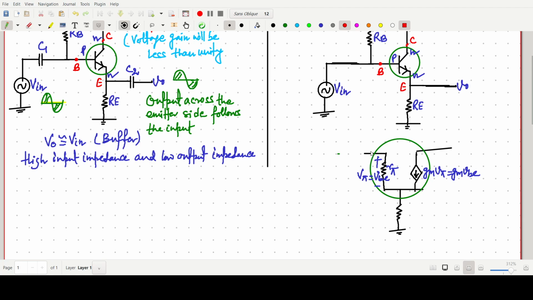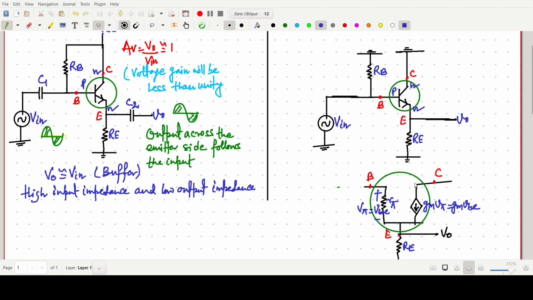I am writing here, this one is our base side, collector side, and this side will be the emitter, and we are taking output from this side, so make it V naught, and this one is simply RE, so write it RE. Then this collector will be grounded, so just make it ground. It is a little bit tilted, but okay, it is grounded. Now this RB will come here.